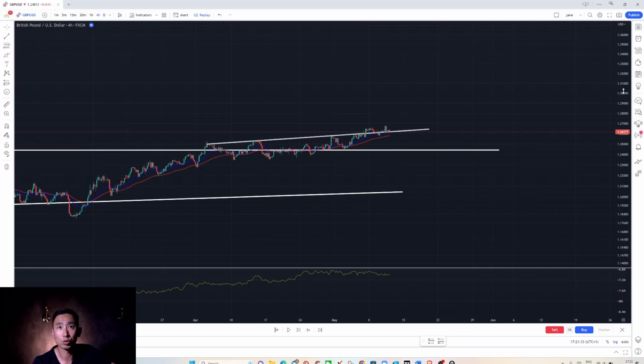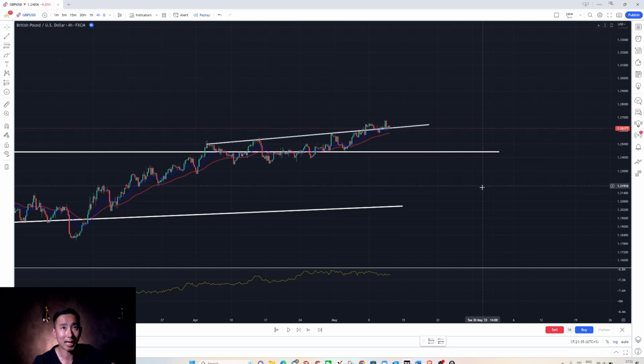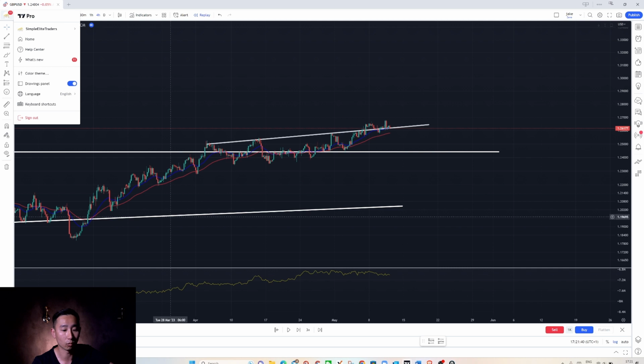Now we bring in the technical chart through TradingView. We have a Pro account. What's the advantage of having a Pro account? Now you can see I'm showing you the history of last week on a 4-hour chart. You won't be able to have this function to do a replay unless you have a Pro account.